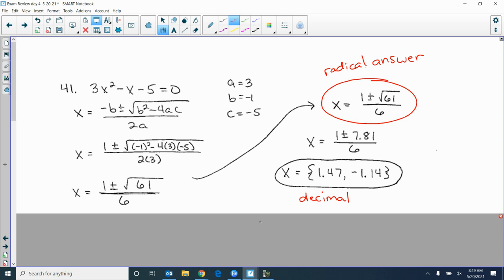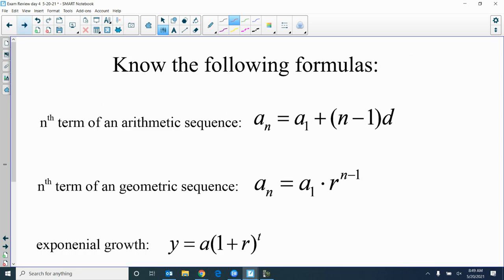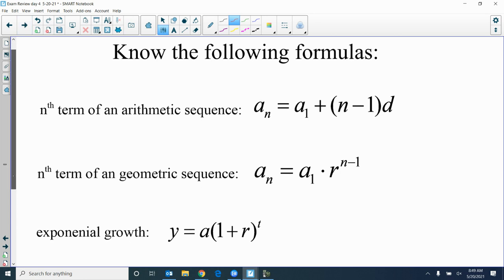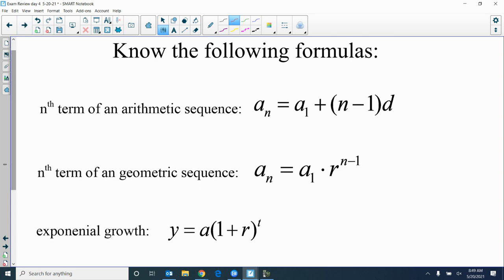Okay, have your note card handy, and I would just write these down right now because they're going to be on the test. They're from chapter 11: arithmetic sequence, geometric sequence, exponential growth.